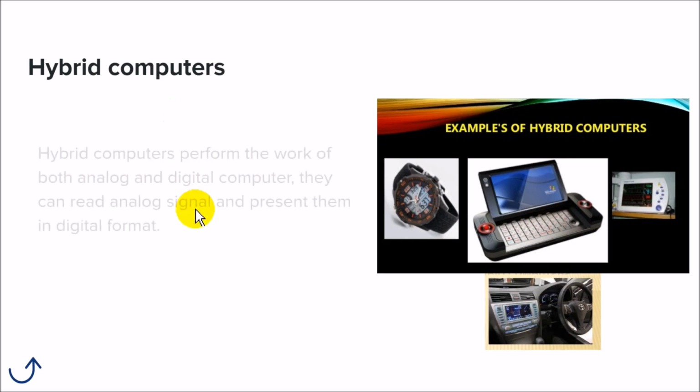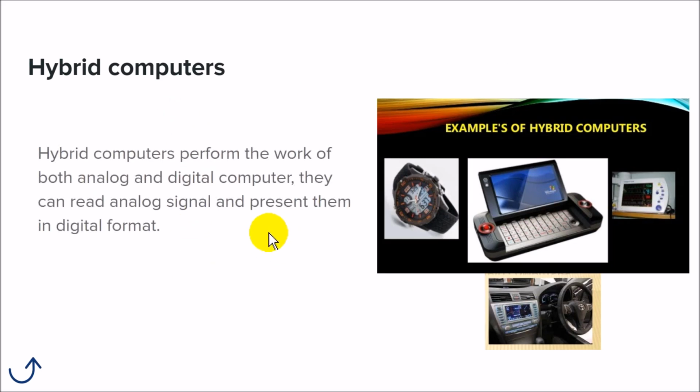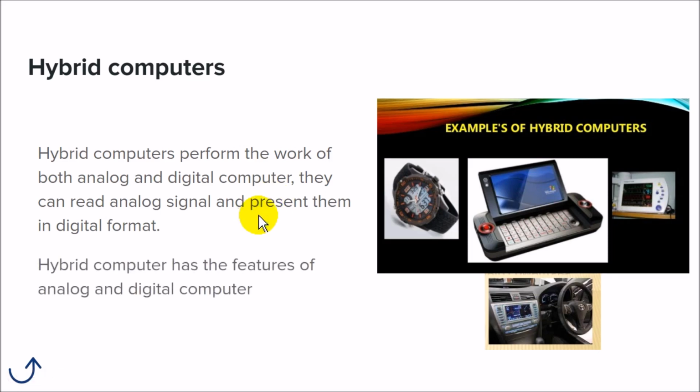Okay, so another type of computer based on type is hybrid computer. Now what hybrid computers are known for is that they can perform the work of both analog and digital computer. That means they can read analog signal and they have the ability to present them into a digital format. So hybrid computer is known to have both the features of analog computer and digital computer.